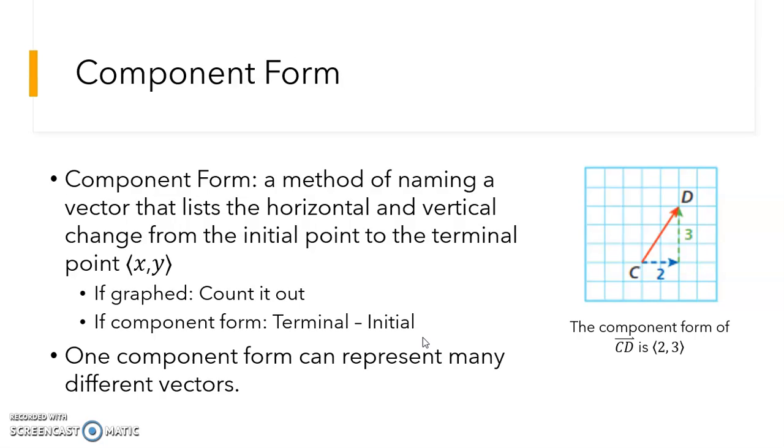One component form can represent many different vectors, and that's why we can have equal vectors. So this component form could represent a vector that doesn't start here. It could start over here in my picture. So that component form can represent many different vectors that have different initial points, but they could still have the same exact component form. Let's take a look at some examples where we have to deal with component form.